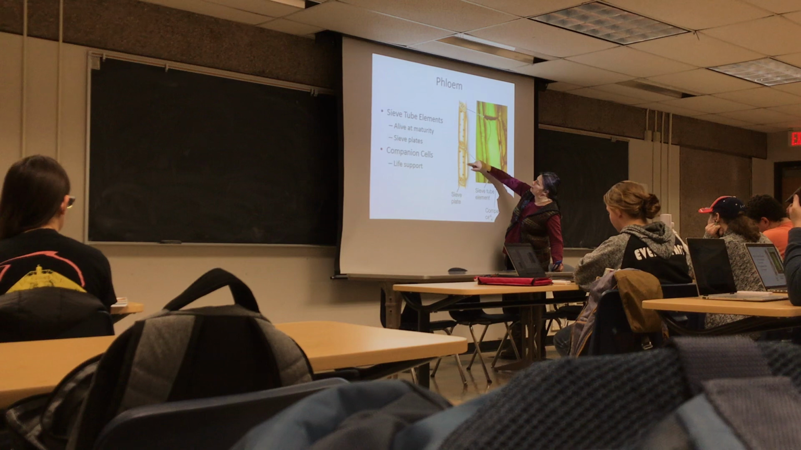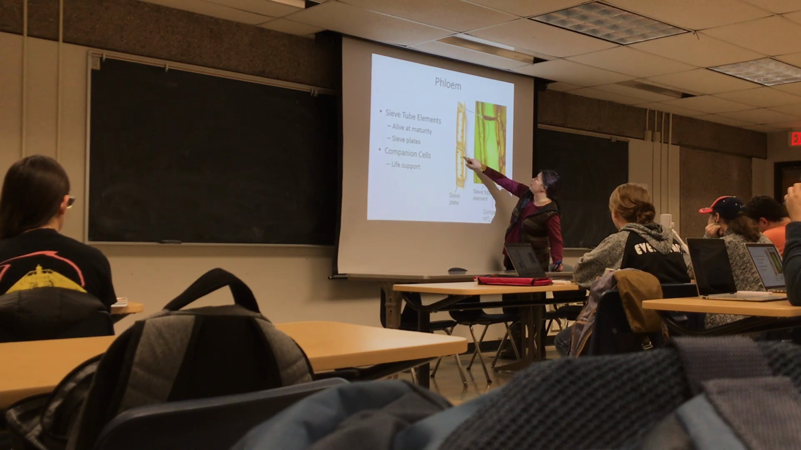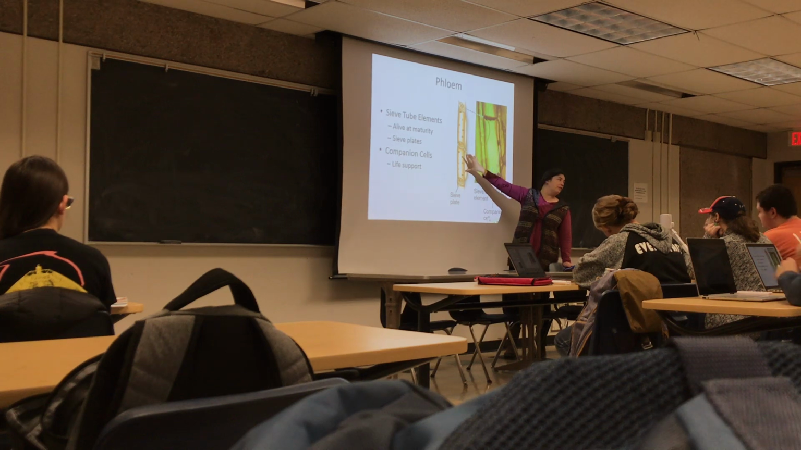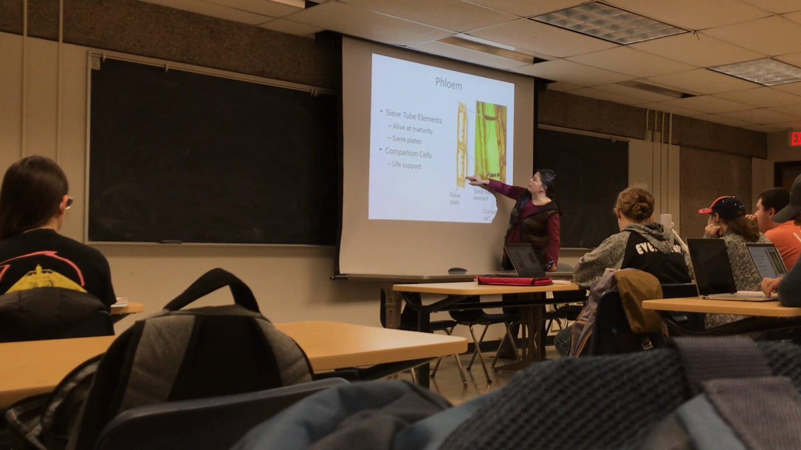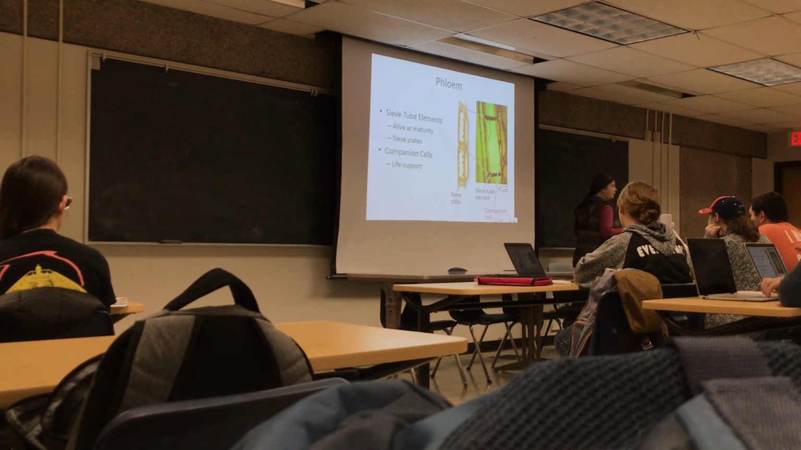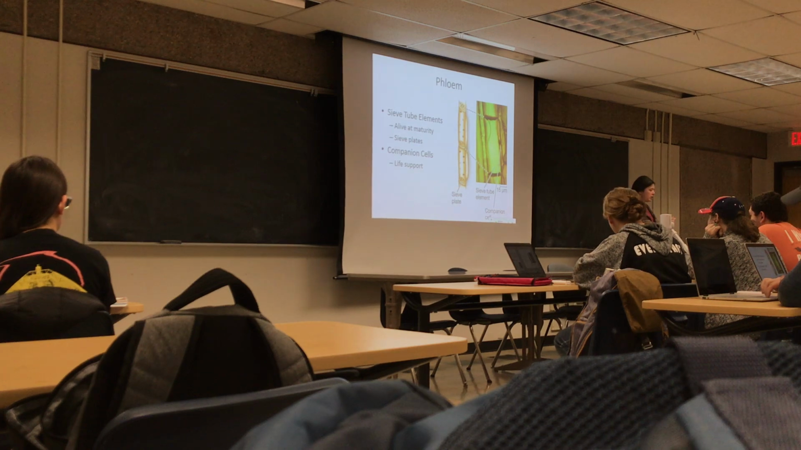They have basically a life support system called the companion cell that's right next door. And so the companion cell is going to have a nucleus, the companion cell is going to have mitochondria, and it's going to do all of the cellular functions to keep this cell alive without having all the organelles in here to clog up the works. Does that make sense? All right, any questions about any of that stuff?